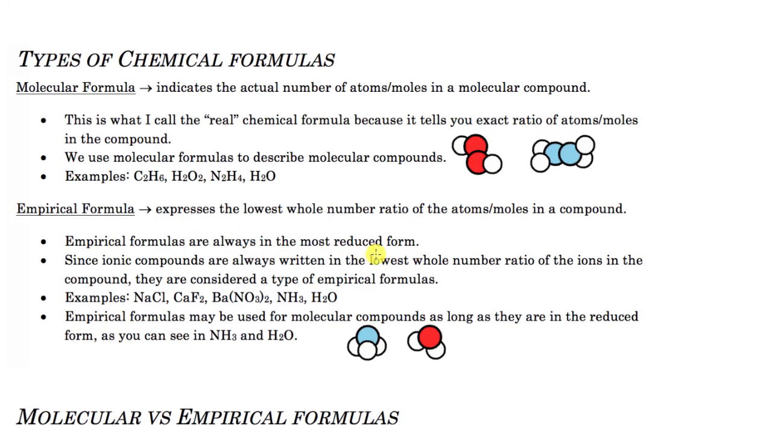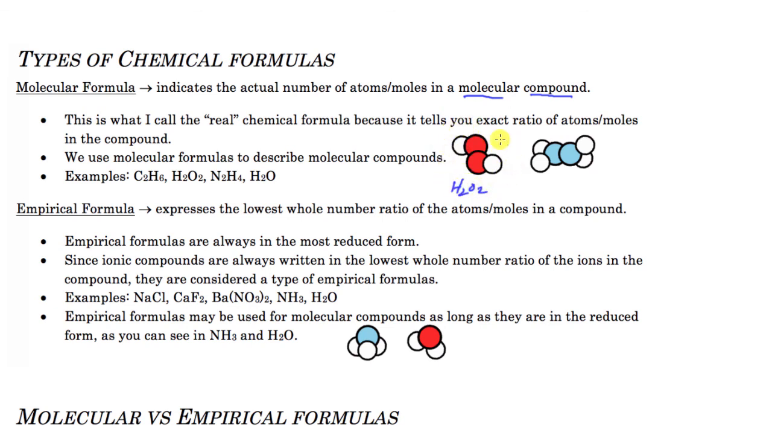All right, so let's take a look at the two different types of formulas. There's one formula we call the molecular formula. The molecular formula is used for molecular compounds. So when we're dealing with molecules, we're going to be talking about the molecular formula. It indicates the actual number of atoms or moles in a particular compound. So if I have a formula like H2O2, hydrogen peroxide, it's always 2 hydrogens to 2 oxygens. That is the actual molecular formula.